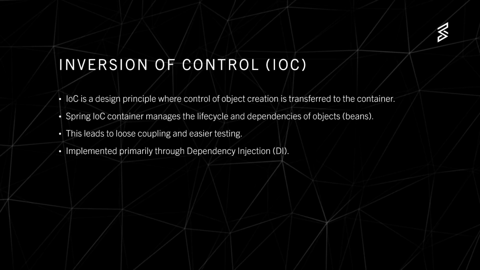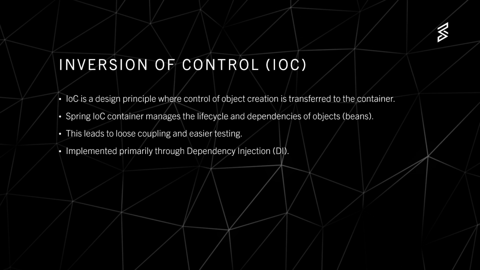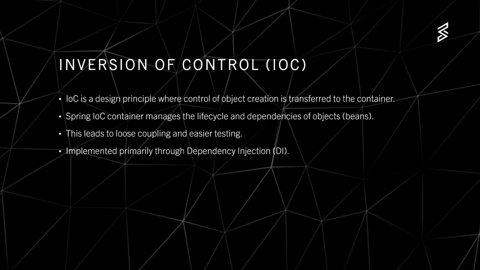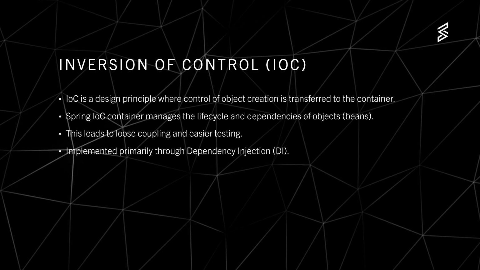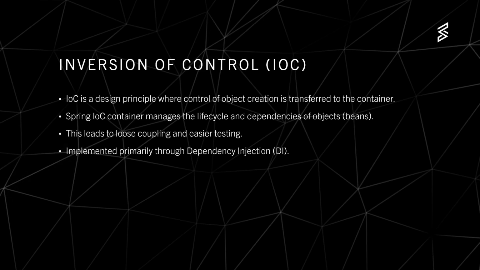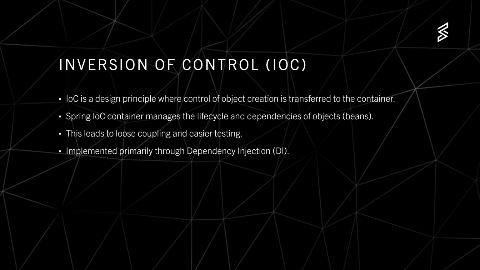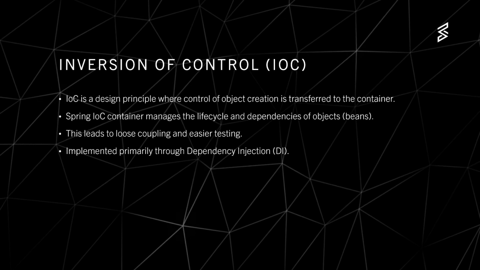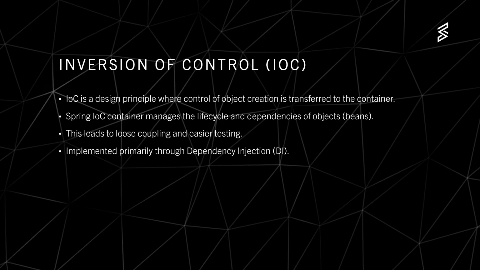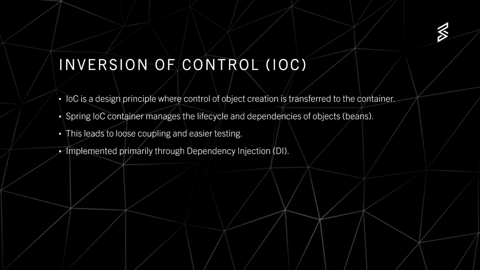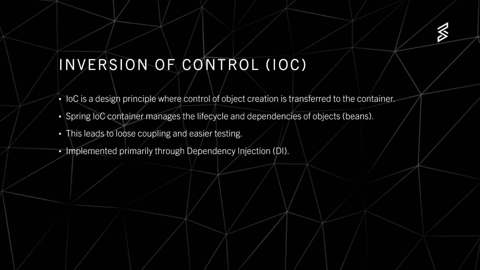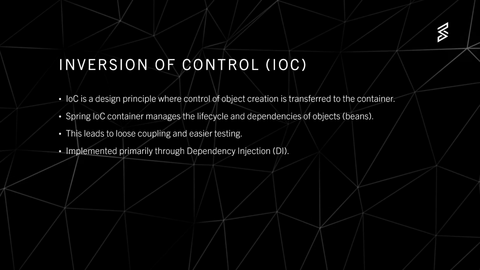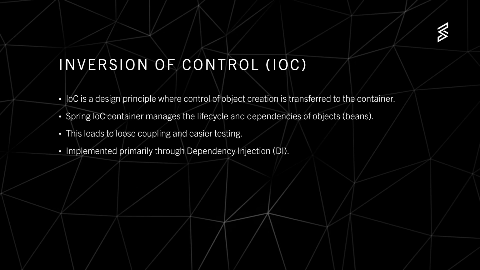Inversion of control, or IOC, is the core principle behind Spring. It means that instead of creating objects manually in your code, you let the Spring container do that for you. For example, if you have a service that needs a database repository, Spring will inject that dependency at runtime. This is done using a concept called dependency injection, which reduces tight coupling and makes your code easier to test and maintain. Think of it as handing over the job of managing dependencies to Spring, so you can focus on the business logic.